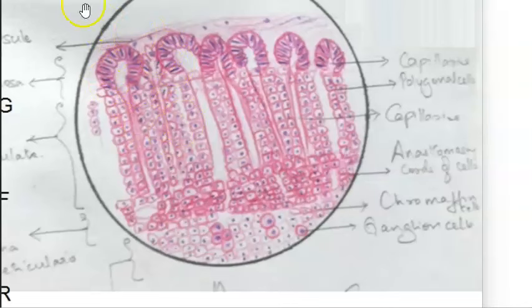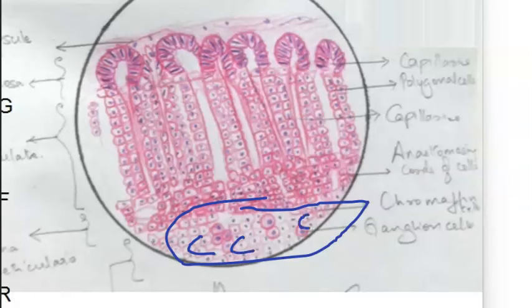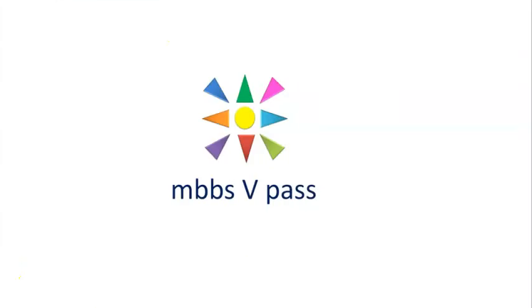Okay, so now let us look at the medulla. What does the medulla have? Medulla has chromaffin cells and sympathetic ganglion cells. Chromaffin cells and sympathetic ganglion cells. So the histology is done, guys. Now let's move on to some clinical part, actually what it does.